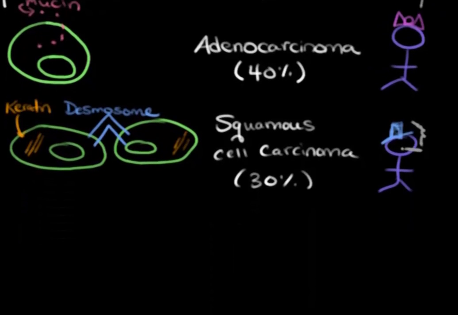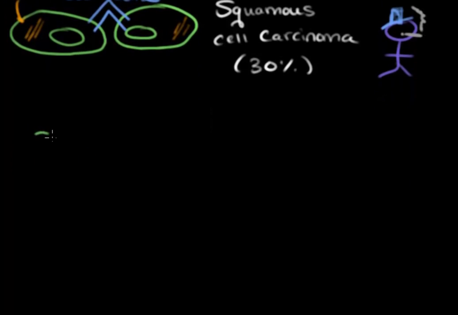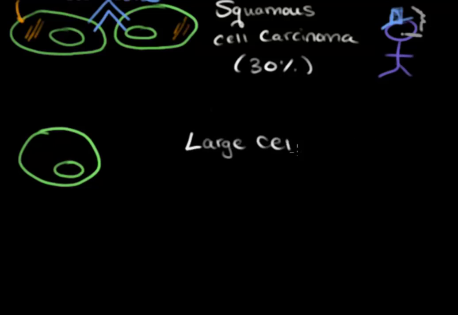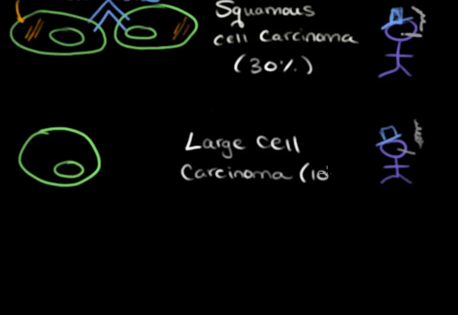Okay, let's move this canvas up and talk about another subtype. Here's a nice large round cell, and actually it doesn't have much more defining characteristics than that. So it's simply called a large cell carcinoma, and it occurs in male smokers. I almost forgot. Large cell carcinomas occur in 10% of all non-small cell lung cancers.